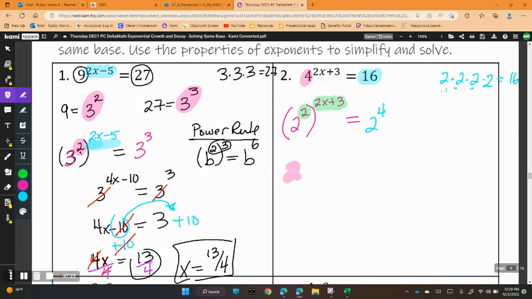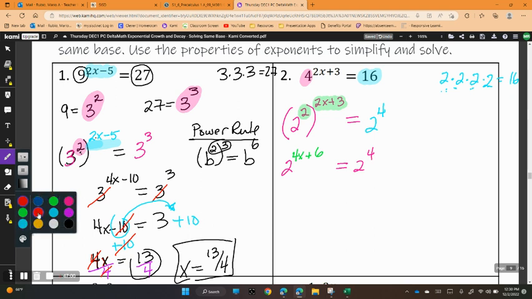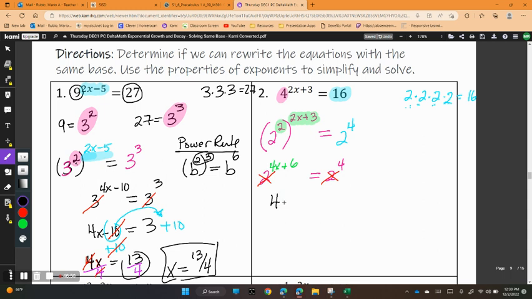So I've got 2, and then I'm going to multiply 2 times 2, which is 4x. Let's write this in green. 4x, and 2 times 3 is 6. And I'm going to keep this the same so that I can come back and cancel out these two bases. And I'm left with the exponents that I'm going to set equal to each other.